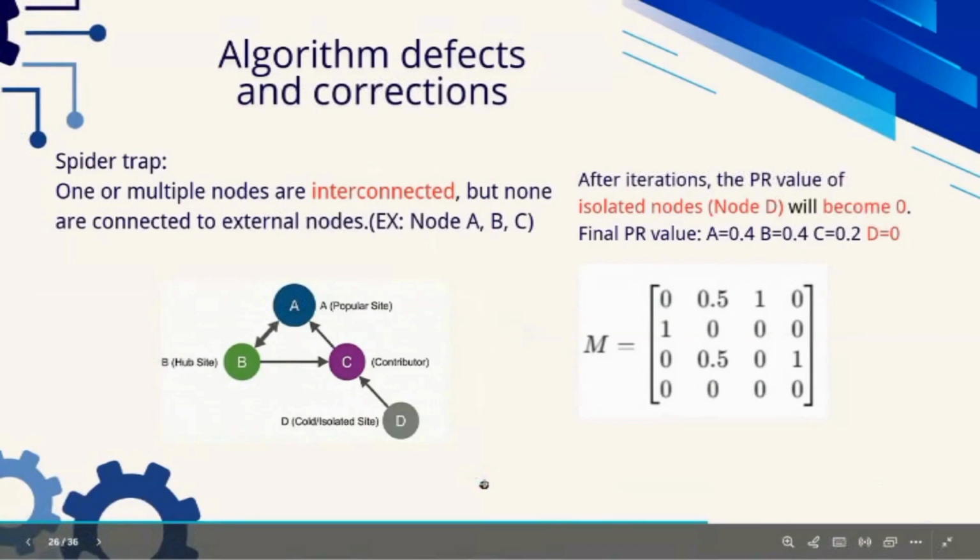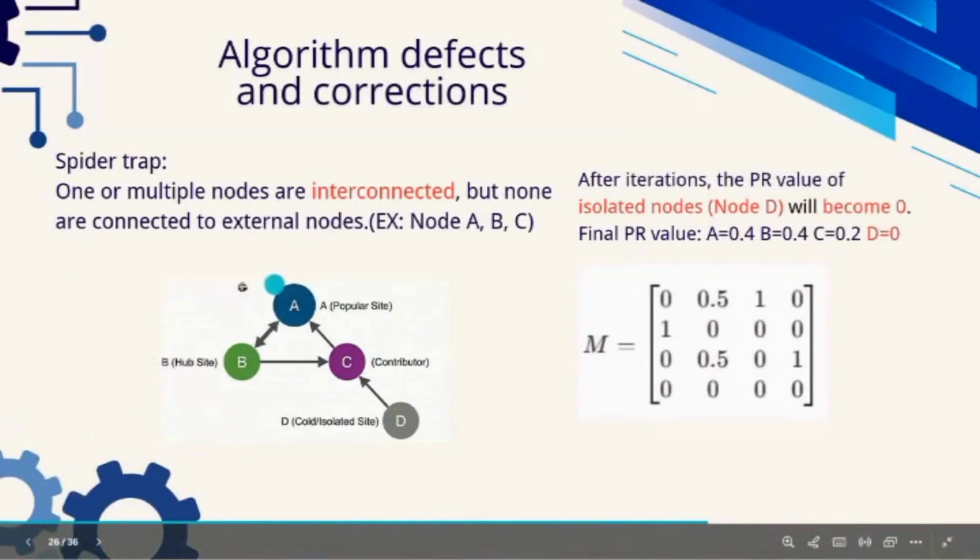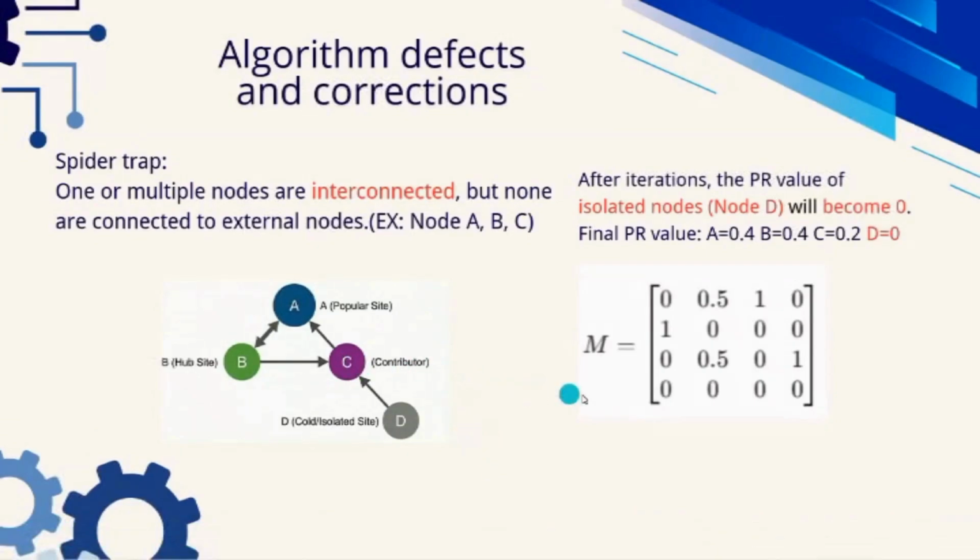The second problem is spider trap, which means one or multiple nodes are interconnected, but none are connected to external nodes. For the diagram, nodes A, B, and C are looping, and no one is connected to node D. And we get the matrix from the graph. If we use the matrix to iterate after iterations, the PageRank value of isolated nodes like node D will become 0. So the final PageRank value of D is 0.